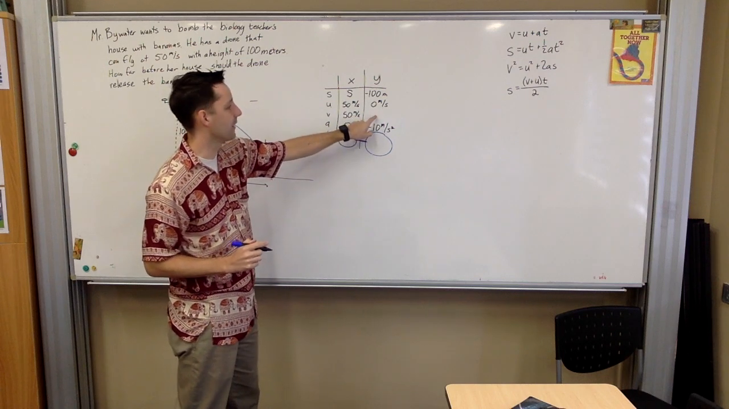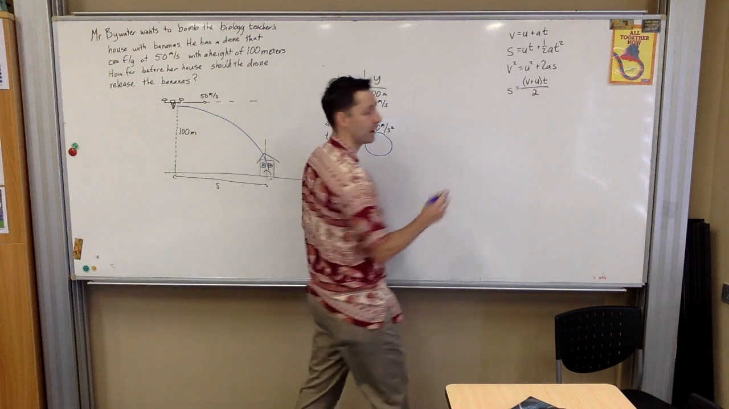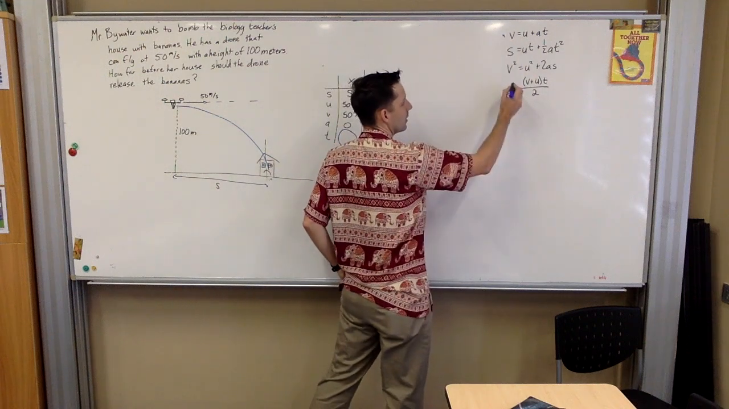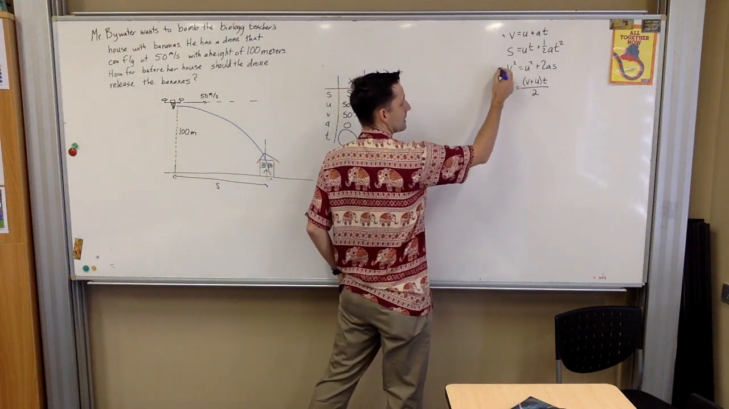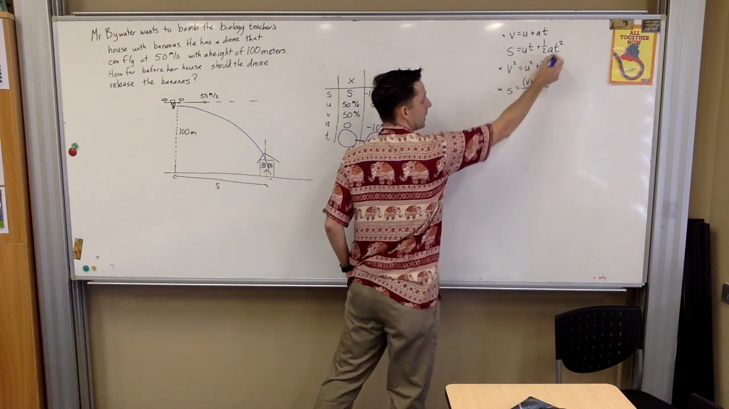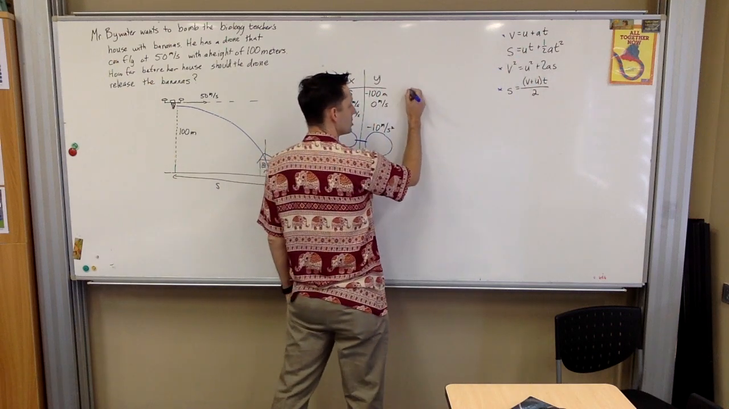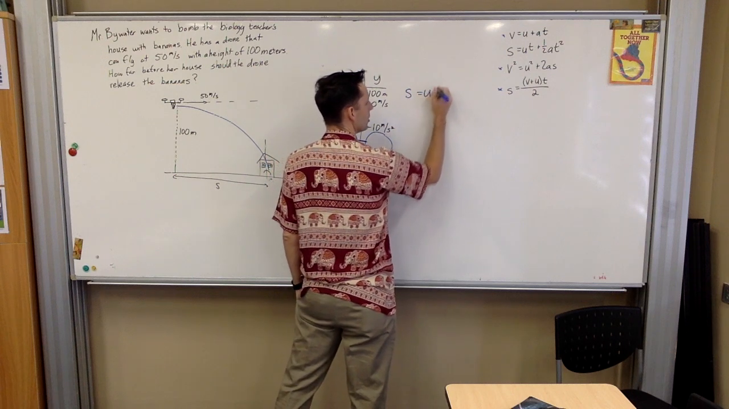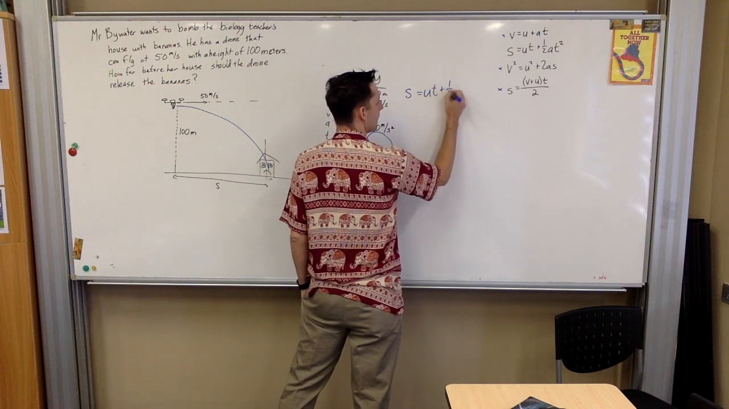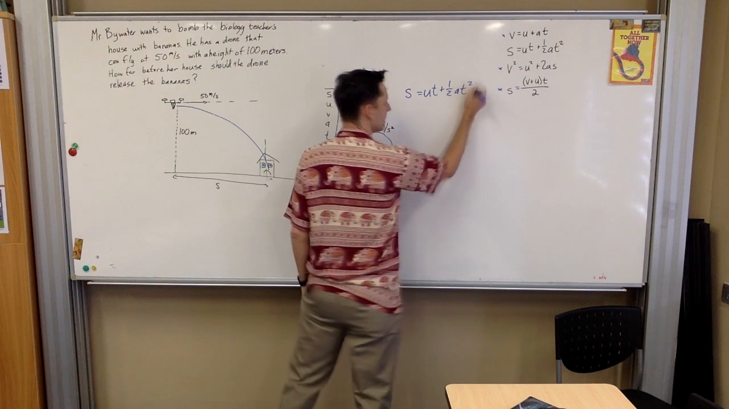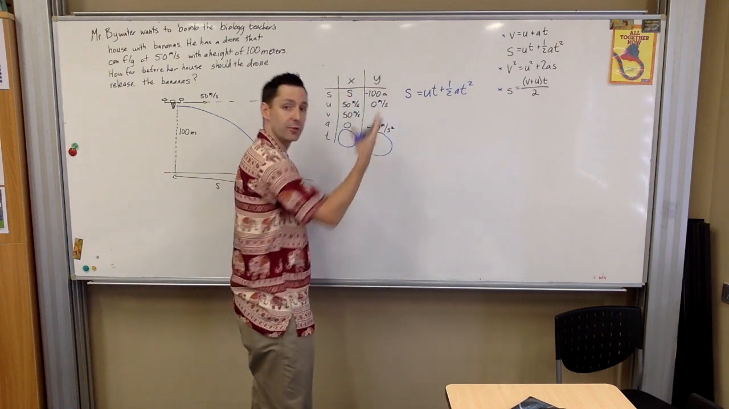So I don't have final velocity. Let's take out the ones with final velocity. I don't want this one. That one looks promising. This has V, this has V. So that's the one I want right there. S equals UT plus 1/2 AT squared. Go ahead and put the numbers in.